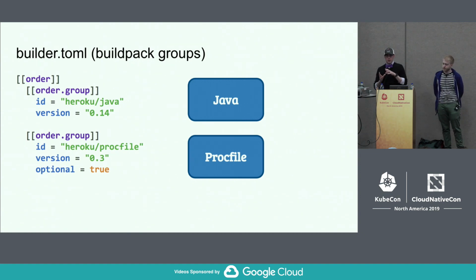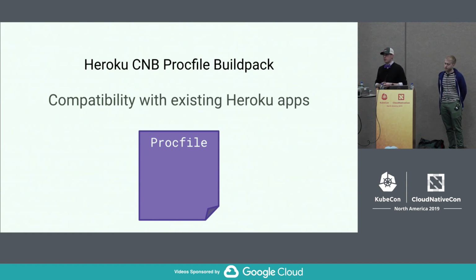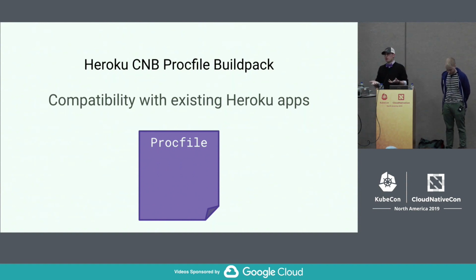So the group in the Heroku builder that has Java includes the Heroku Procfile buildpack optionally. The Procfile buildpack is meant to support Procfile, which is a part of the original Heroku buildpack API, but it's not a part of the Cloud Native Buildpack API. But for our Heroku users, who already have a Procfile in many of their repositories, we wanted to provide that same experience for them.